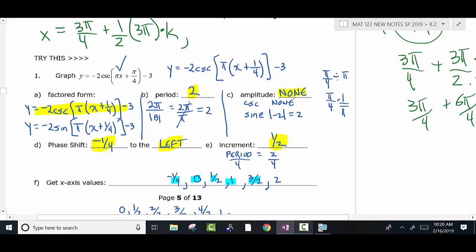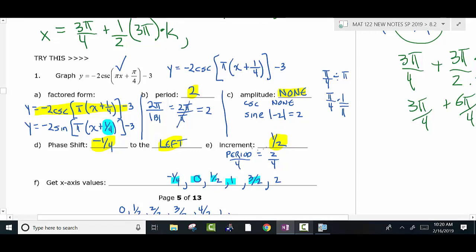Amplitude: the cosecant has no amplitude. However, the sine would have an amplitude of 2, and that's important in the graphing. The phase shift, after the factored form, would be negative 1/4, to the left. The increment is the period over 4, 2 over 4, which reduces to 1/2. So you want to make sure all this stuff's correct.